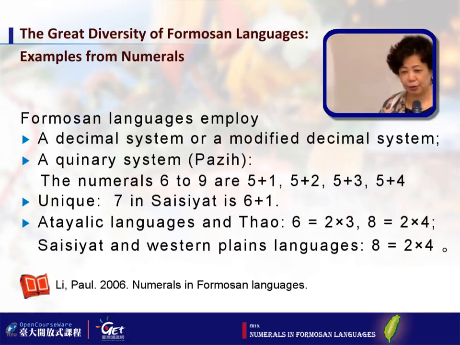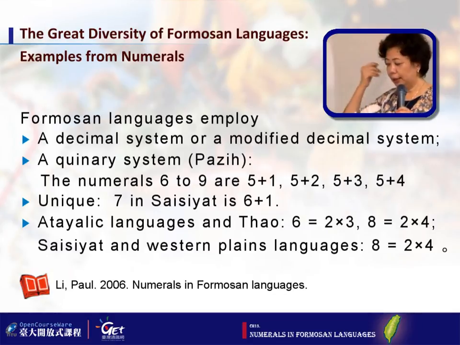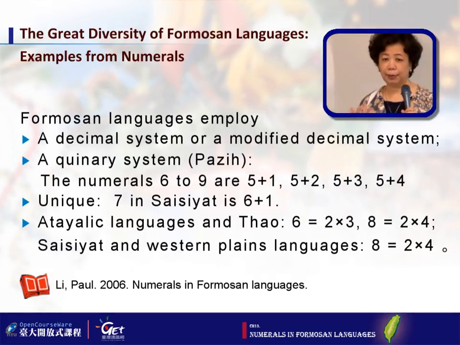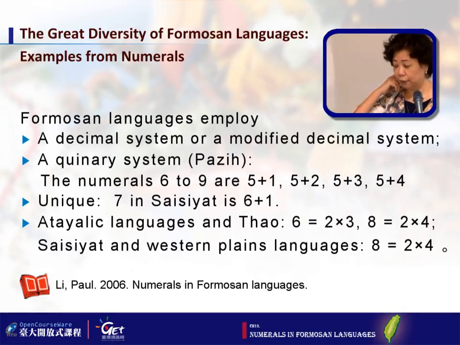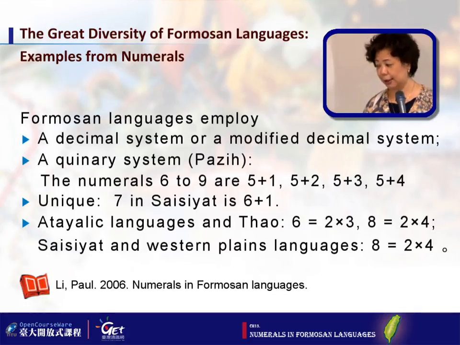And in the Atayalic languages, such as the ones in Wulai or the one in Xinzhu Jianshi, etc., and also the Thao. Remember, this was the one in Sun Moon Lake, and I told you several years ago we still had one older informant available, but he passed away a few years ago. And this was the one who couldn't even pronounce the F sound correctly because of the labiodental thing. He had lost all his teeth, so he was not able to pronounce the F sound correctly.